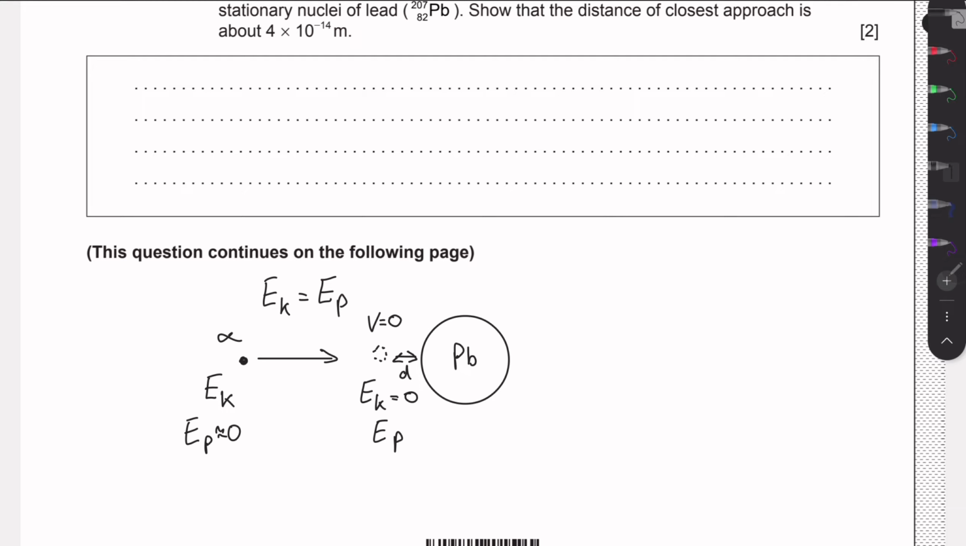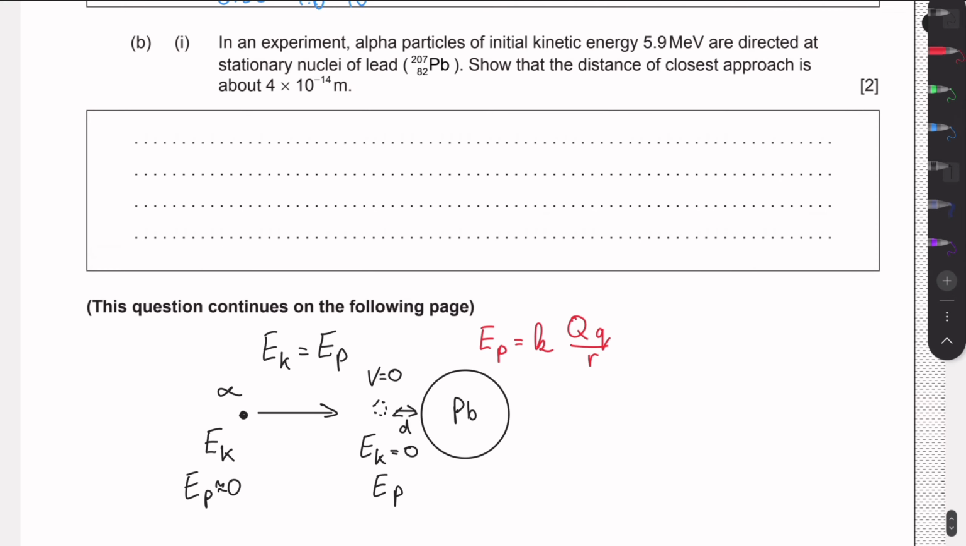at the end. And well, the potential energy can be found using the equation in the data booklet, K times big Q times small q over r. So this is just the potential energy of two charges close to each other, divided by the distance between them, and this is the distance we will have to find. So we can write that the initial kinetic energy is just this potential energy, as they are equal, like this. And then we can rearrange for r.